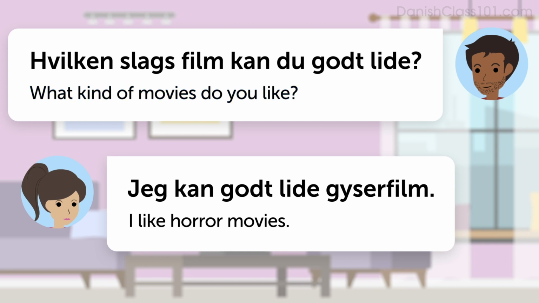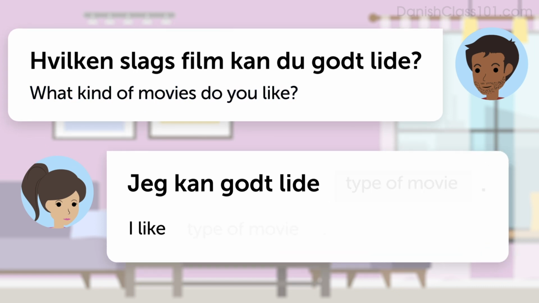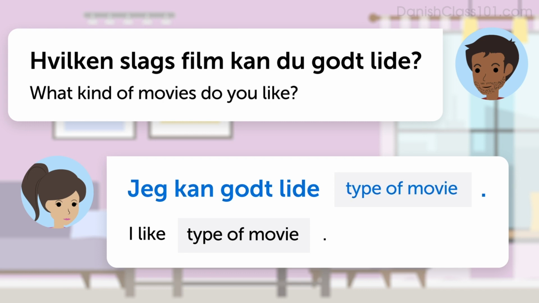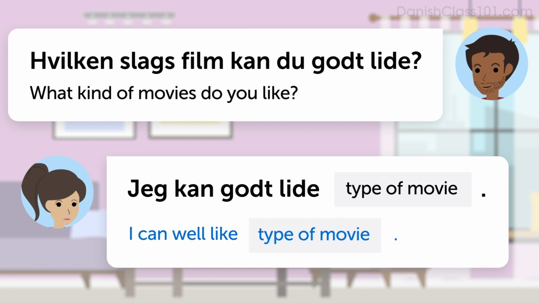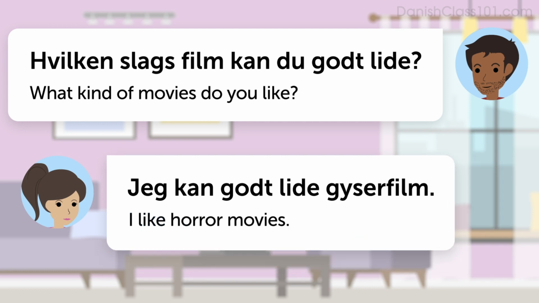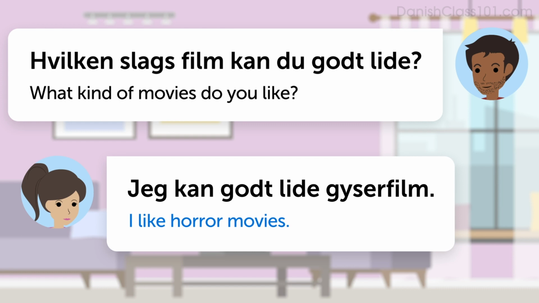Now, how do you answer this question? The pattern is, Jeg kan godt lide type of movie. This Danish sentence literally translates as, I can well like type of movie. But it means, I like type of movie. For example, I like horror movies. Jeg kan godt lide gyserfilm.